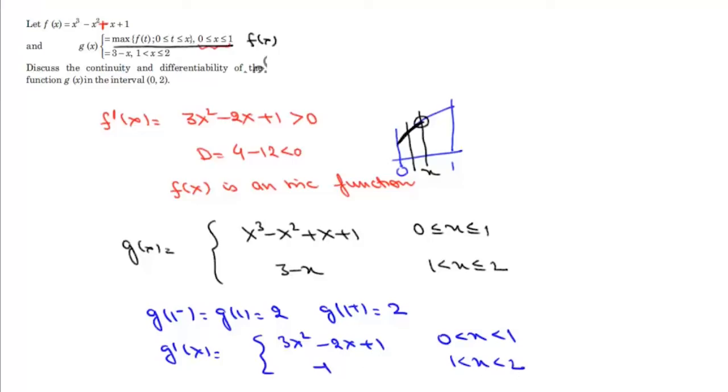Now here we can write g dash 1 negative as 3 minus 2 plus 1, which will be 2, and g dash 1 positive is minus 1. So this g x is not differentiable at x equals 1. So in this interval it is continuous, but it is not differentiable at x equals 1.